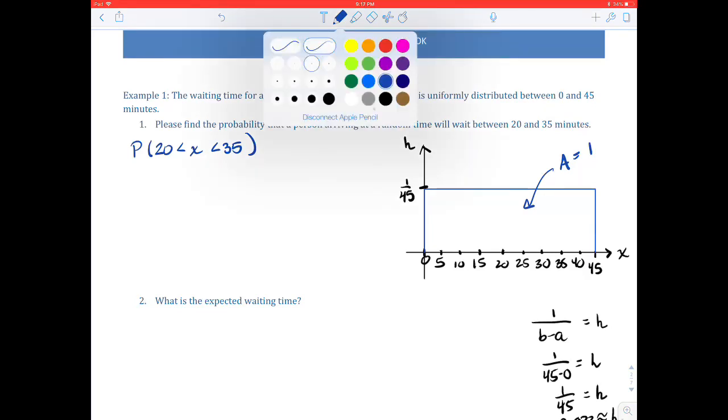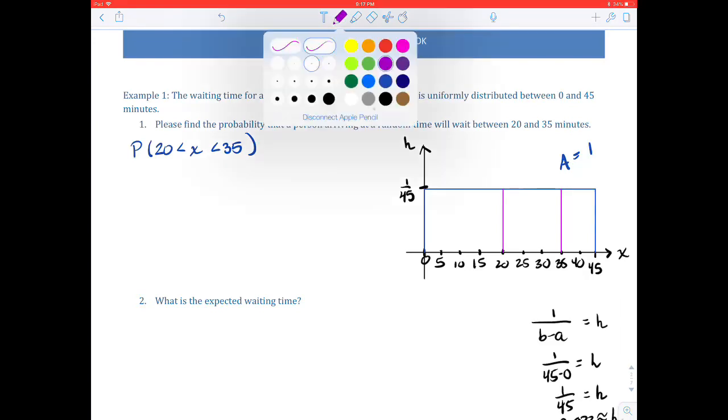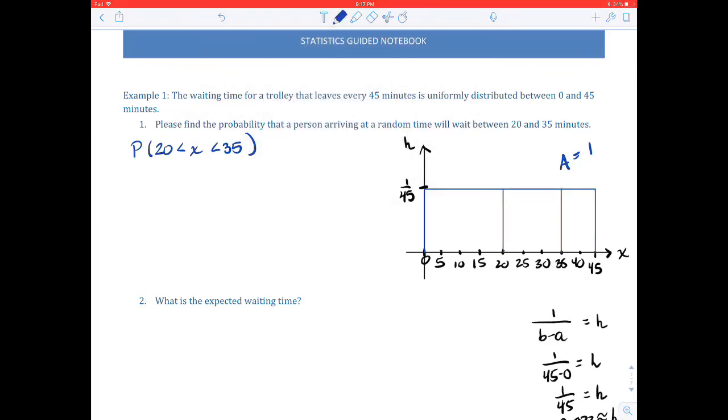If I take a look at our specific little rectangle within the rectangle whose area is 1, and I look at 20 and 35, then do you see that, actually let me erase this one, I don't want you to get confused. So the overall area of this region is equal to 1. But we're interested in this part right here. Groovy?